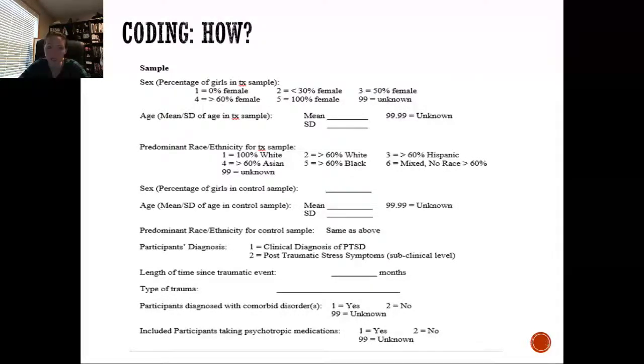For age, most of the time you can find a mean, and you'll also put a standard deviation with that if they provide that. And you can also code the minimum and maximum as well if you're not given a mean. For race and ethnicity, of course, this is also broken down in a similar fashion. So you've got 100% white, greater than 60% white, greater than 60% Hispanic, and so on, with 6 meaning mixed. So no predominant race would be greater than 60%.